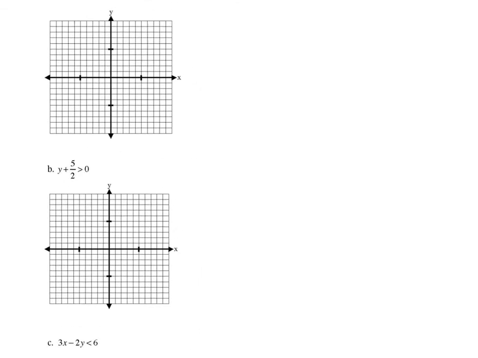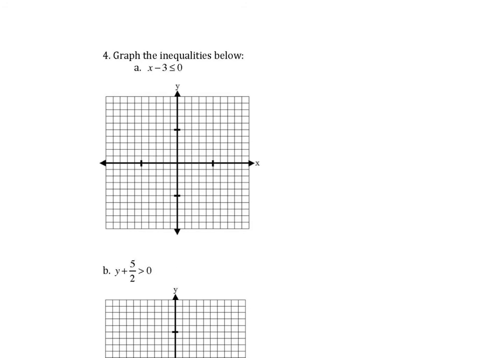For anyone who wants to keep working with me, that's fine. But this graph is also the same as x is less than or equal to positive 3. What kind of a line is that, anyone? Vertical line through 3, right? It's going to be a solid line.